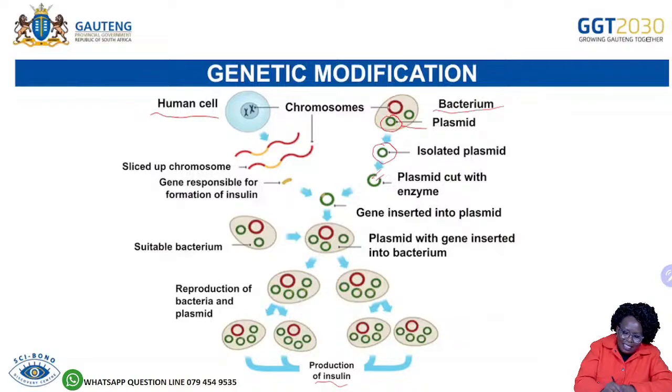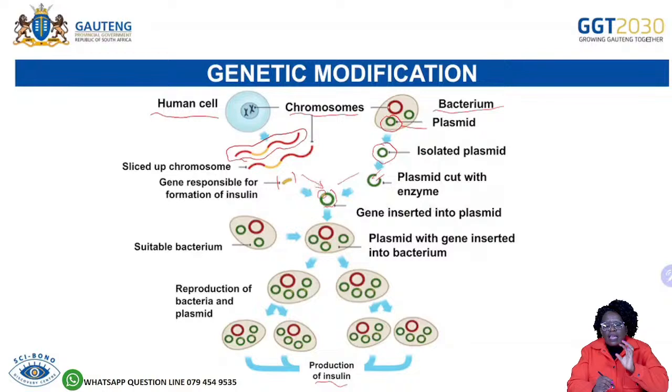You can see there's a place where the plasmid is cut with an enzyme. And if we look at the other side, the human cell, we've got the chromosomes, and you know that insulin is found on the chromosomes. It's genes. And this now sliced up chromosome, you can see the chromosome is now straight. And what happens is that there's an isolation. The gene responsible for the formation of insulin is isolated. You can see now the two arrows are taking us in one direction. This is now our plasmid, and this is the insulin gene that is inserted on the plasmid.